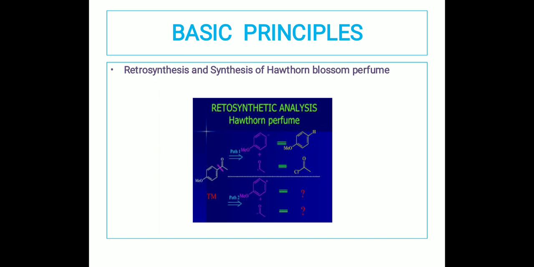So as I told, the synthesis is going to be acetyl chloride with methoxybenzene in the presence of AlCl3, which is used as a catalyst, which is going to give us the target molecule para-methoxyacetophenone as the product. So this is the retrosynthesis and synthesis of Hawthorn perfume.